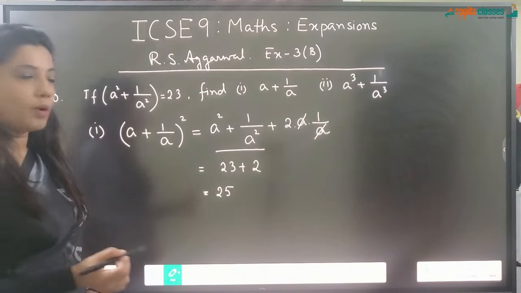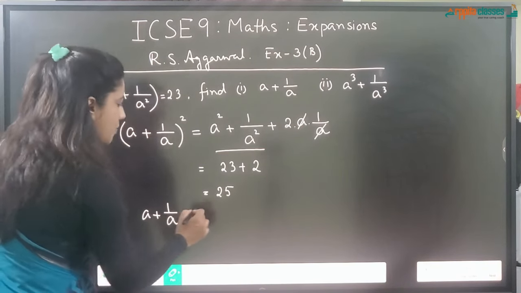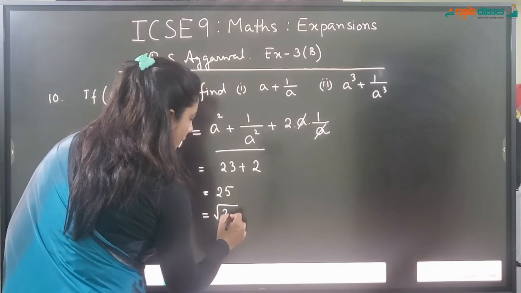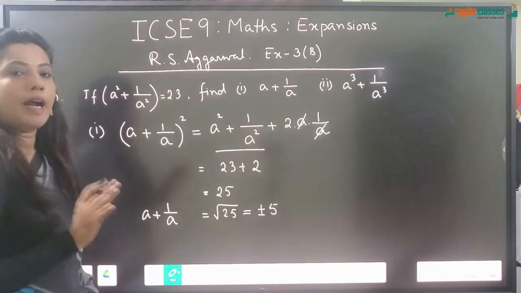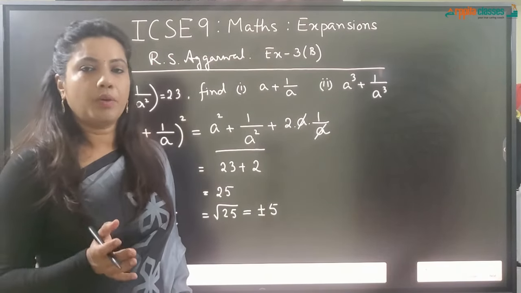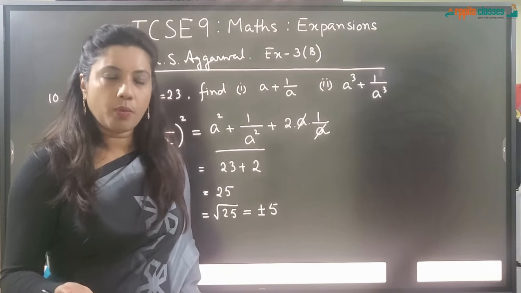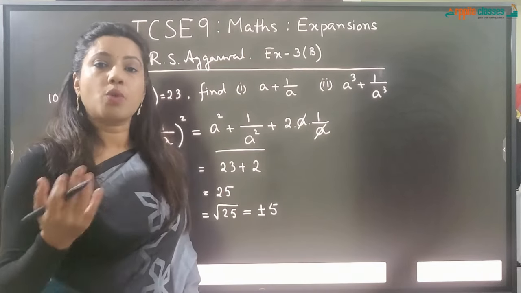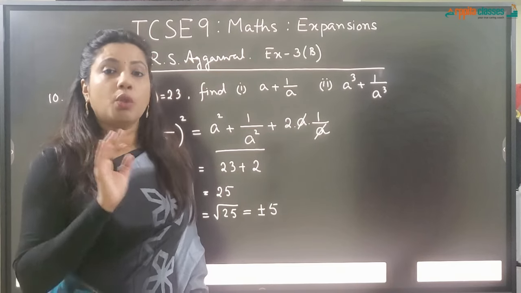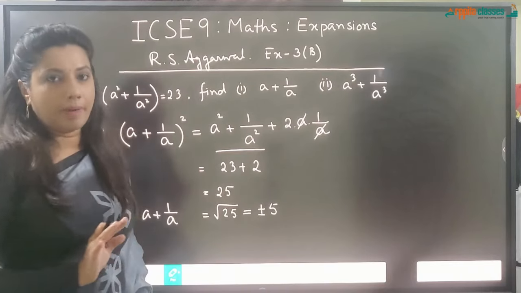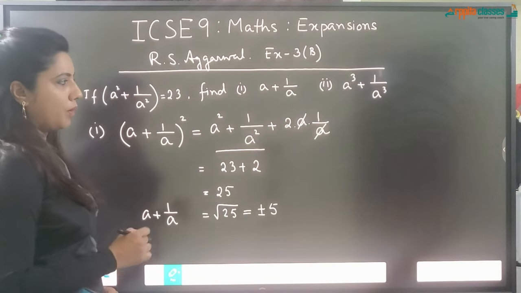So if a plus 1 upon a whole square is 25, then I will take the square root both sides. So a plus 1 upon a will be square root of 25, and square root of 25 is plus minus 5. I told you earlier that whenever you take a square root of any number, take plus and minus both, because plus 5 square is also 25 and minus 5 square is also 25. The square root of 25 should be plus and minus both, though in the book the answer might be only plus 5, but you take both the values. Okay, so we got a plus 1 upon a.